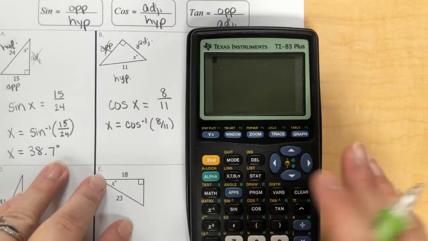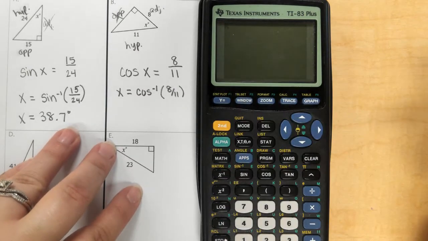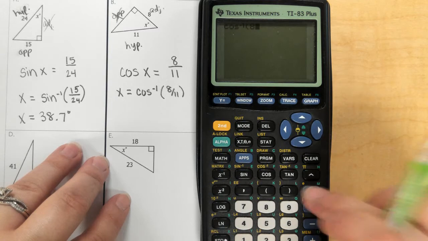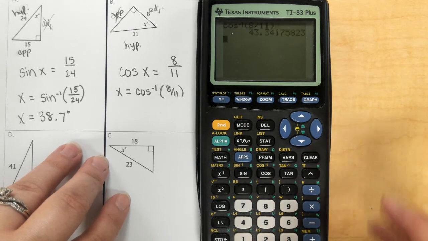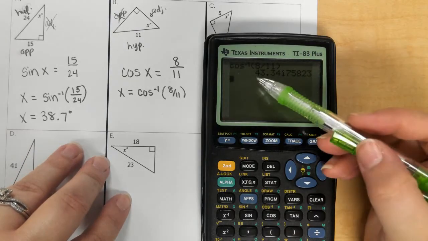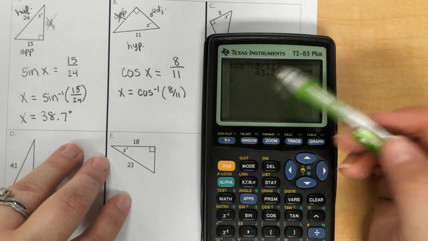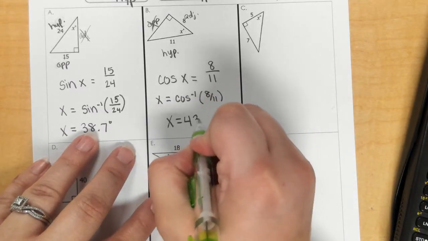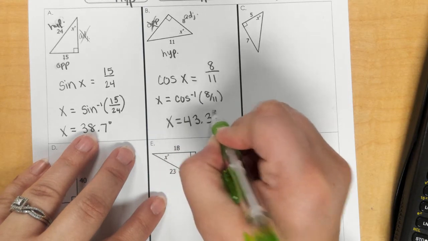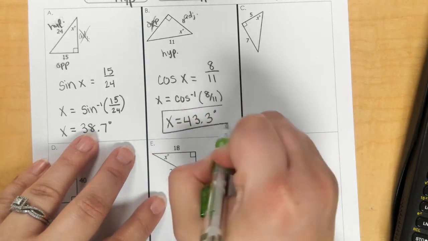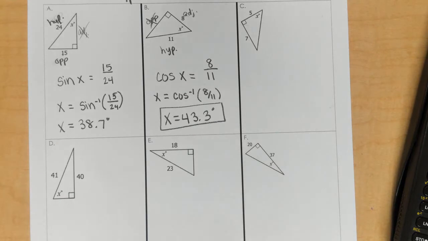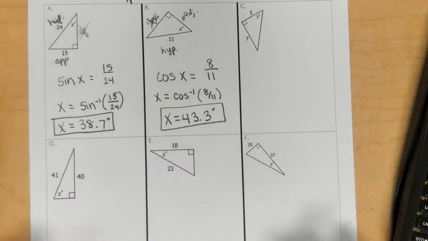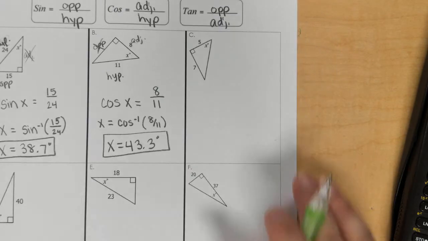So I'm going to again have to press second, and then I would do cosine 8 divided by 11. And I would get 43.34, so that would be 43.3. And that would be degrees. It is important to put your degrees on these since we are finding angle measurements here.